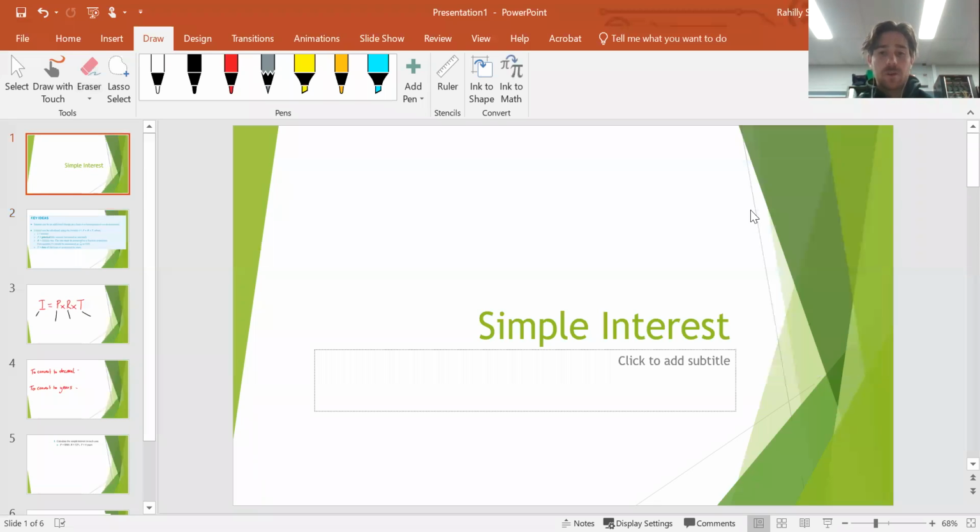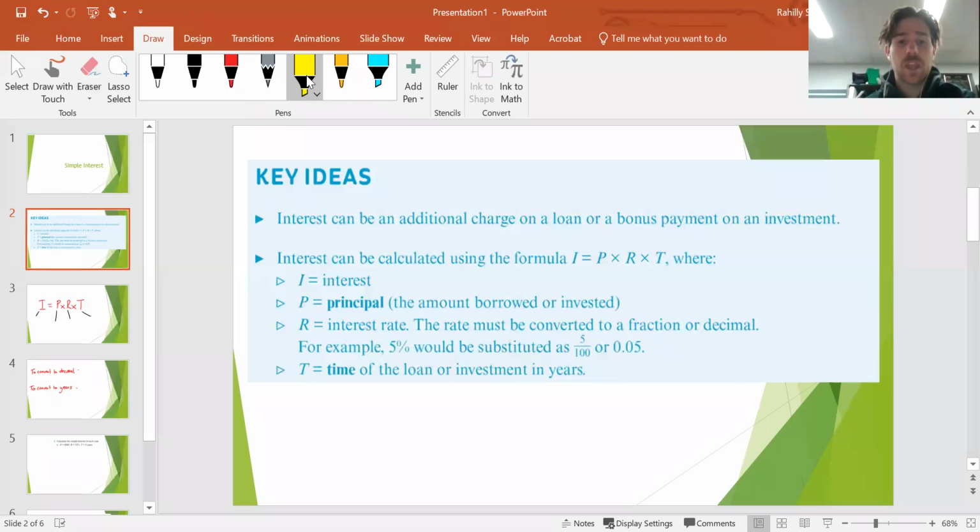Hey guys, today we're looking at simple interest. We're continuing on with our financial maths chapter, looking at simple interest today. A couple of key notes here.